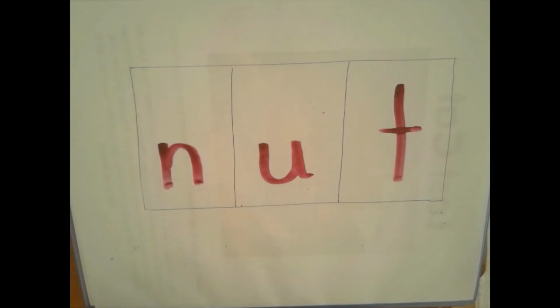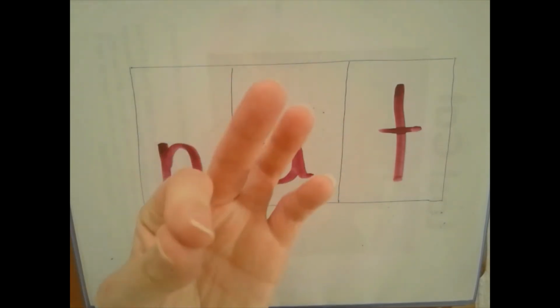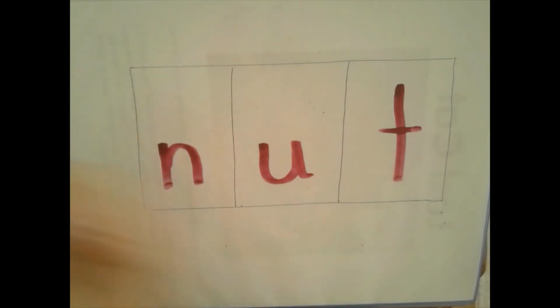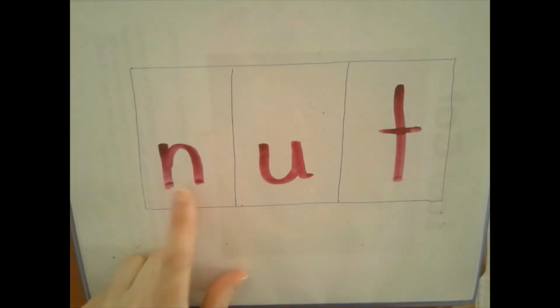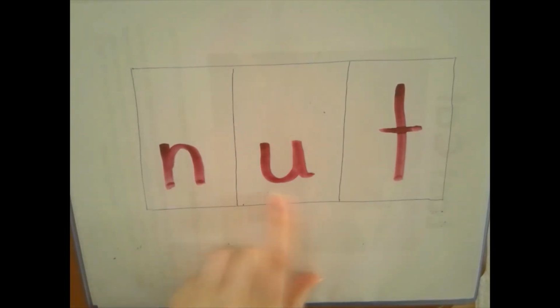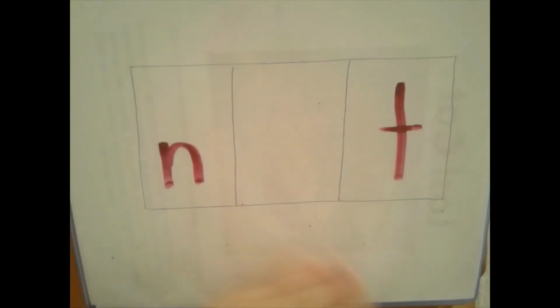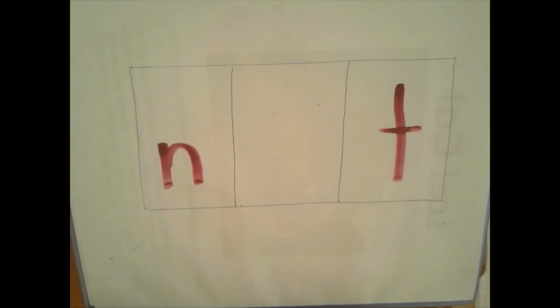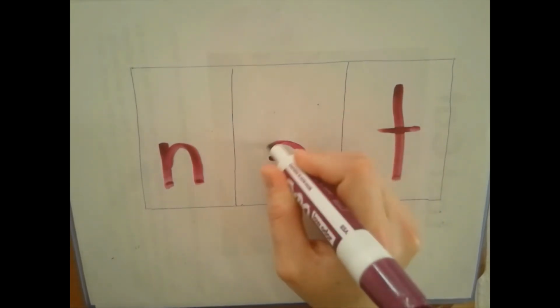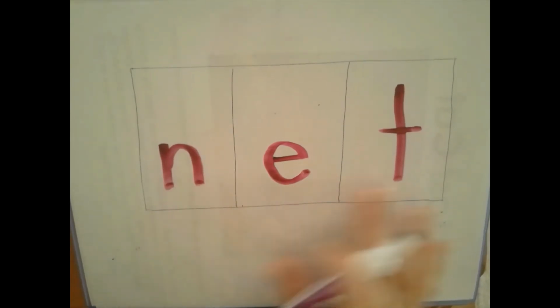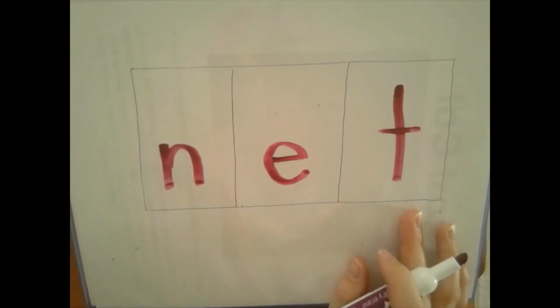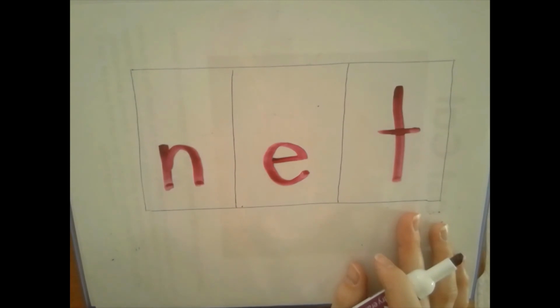Tap out net. Did you hear net? Which one needs to change? If you said the middle sound, you're correct. We need to change the sound to the eh sound. Which letter says eh? You're right. We're back to that letter E again. Net.